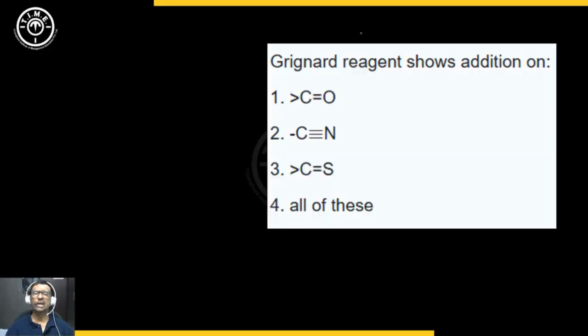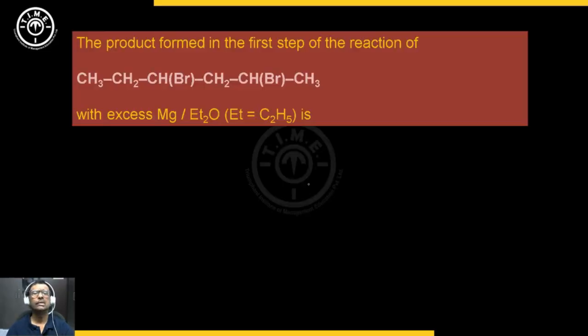Now, this is the simplest, I think. Grignard reagent shows addition on all these, wherever there is a pi bond. So, there is a carbon which is delta plus, delta plus, delta plus, and there is a pi bond which can polarize, right? All of these. Simplest question.